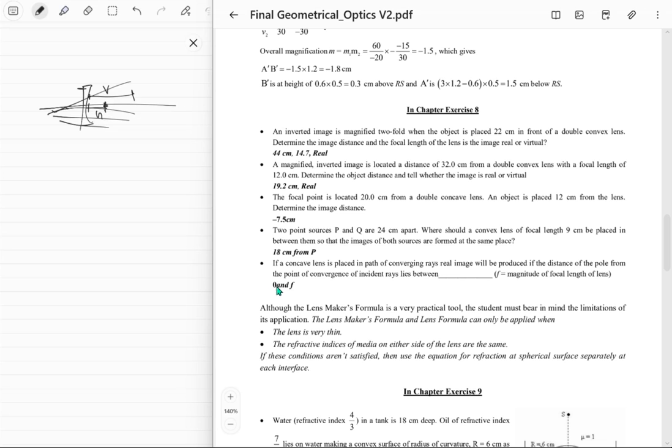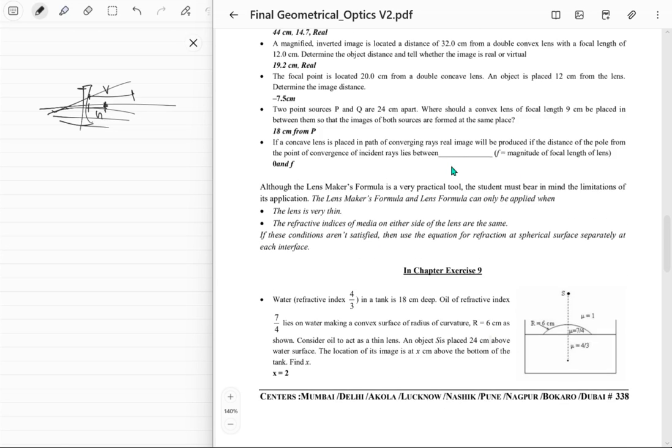Yeah, that's what I said. Okay, next, in chapter exercise 9. Oh, what's this? Although the lens maker's formula is a very practical tool, the student must bear in mind the limitations of the application. The simple formula and lens formula can only be applied when the lens is very thin.